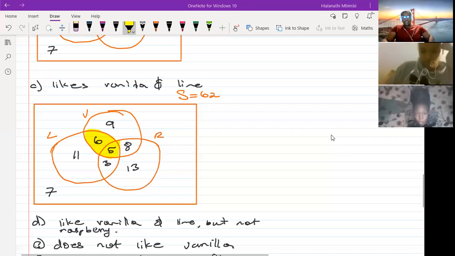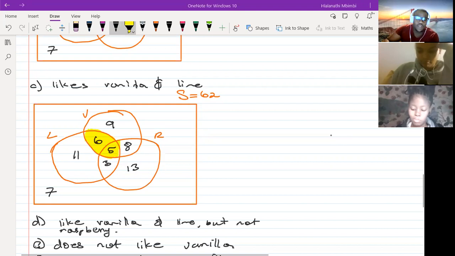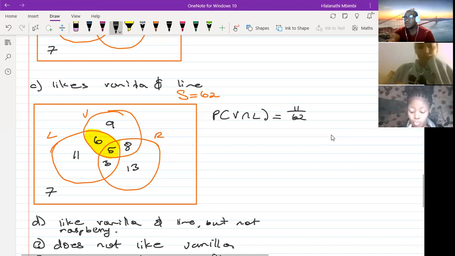So this class is just continuing from the previous one, where we're talking about probabilities. We're now looking at the probability of getting people who like vanilla and lime, and we said it's represented as follows. Once we see where it falls in our Venn diagram, it's very easy to calculate. Vanilla and lime is then equal to 11 over 62.